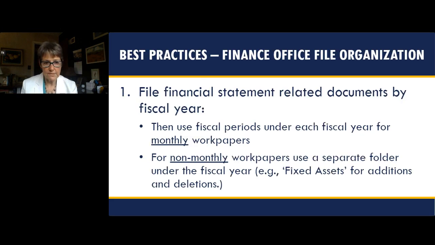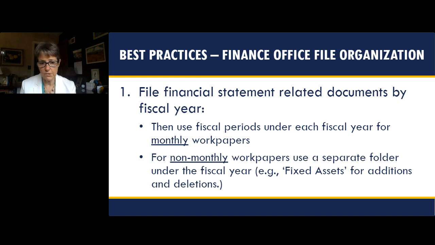Best practices on finance office file organization. I like to file financial statement related documents by fiscal year. And then under that fiscal year, I like to use fiscal periods for each of the months of the year. If it's a non-monthly work paper that relates to that fiscal year, for example, fixed assets, some people keep all of their fixed asset additions and deletions in one file folder under their fiscal year folder.